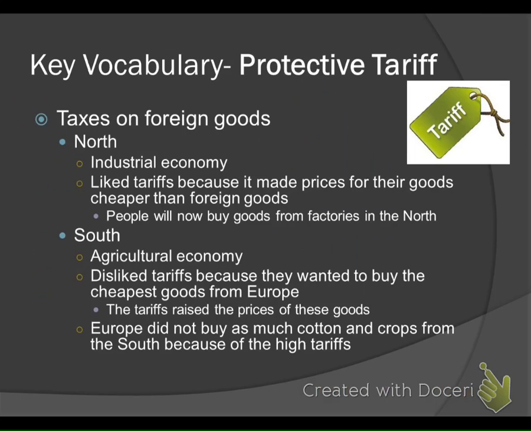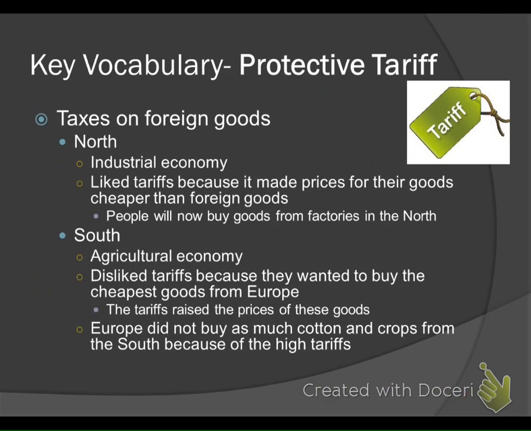Okay, key vocabulary for the unit. Protective tariff. Remember, a protective tariff is a tax on foreign goods. The North was an industrial economy. Remember, that's where our factories were. They liked tariffs because it made prices for their goods cheaper than foreign goods. This tax on the foreign goods made them so much more expensive than American-made products that people started buying products from our factories.